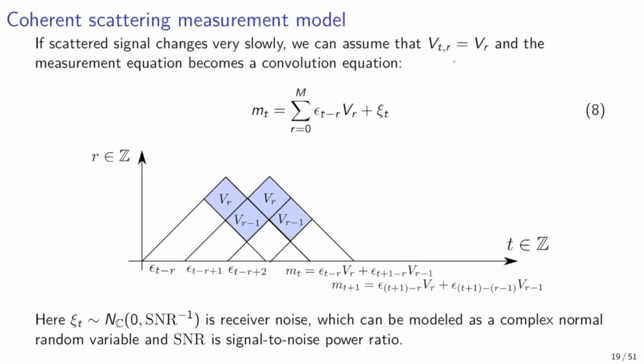For coherent targets, the complex amplitude of the scattered signal changes so slowly that we can assume it to be constant in time. In this case, the general radar measurement equation that we introduced earlier reduces to a convolution equation, as shown in equation 8. I have added receiver noise to this measurement equation as well. This is denoted by xi sub t. Xi is a complex normal random variable with a variance of 1 over signal-to-noise ratio.